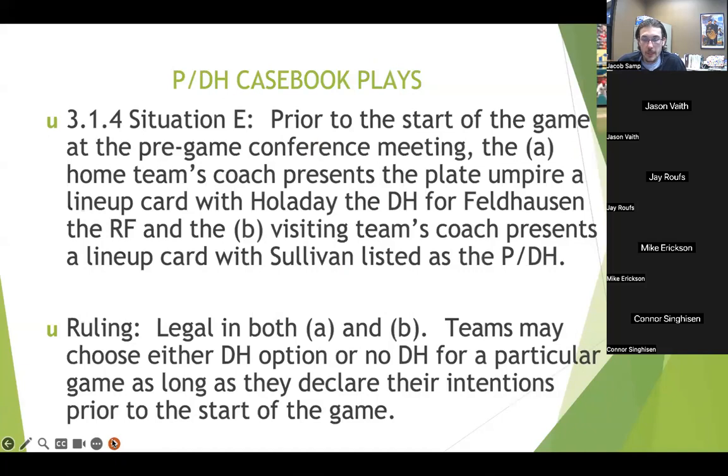A couple other casebook plays. This question is that the home team can pick whatever DH they want to use. The home team could use a traditional straight 9, and then the visiting team could use the player DH rule, and that's perfectly legal. It's not like both teams have to use the player DH rule.